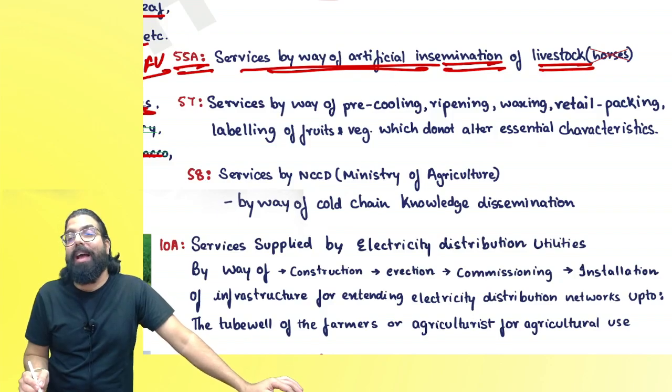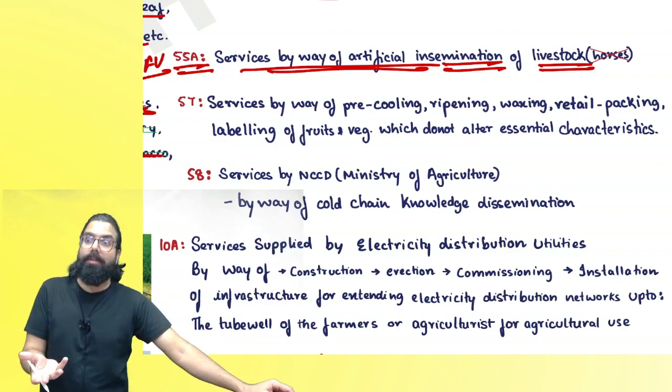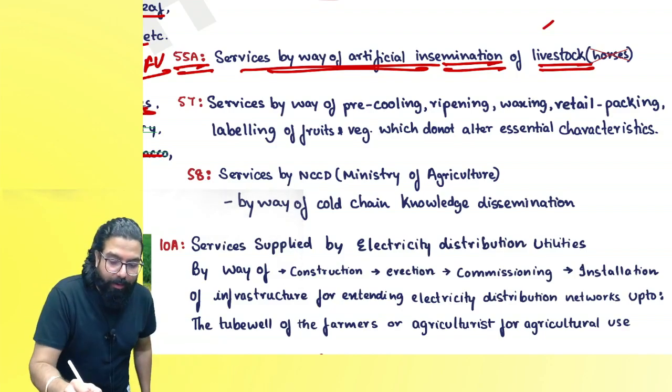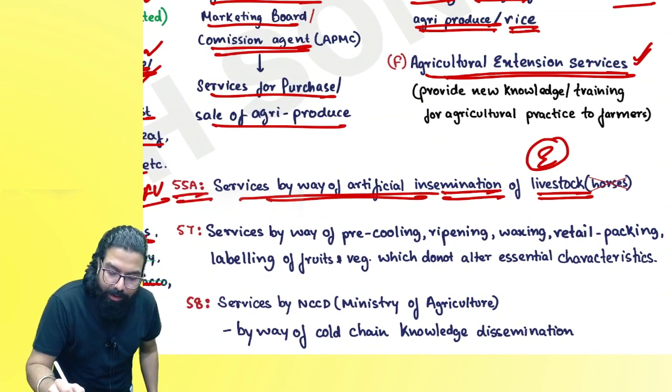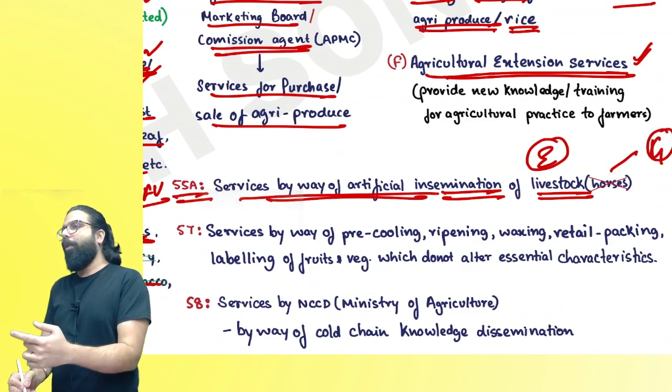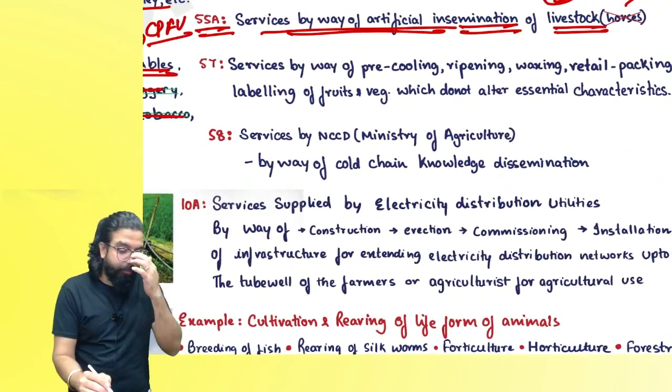Artificial insemination of livestock is always exempt. What? You guys are sleeping. It is exempted. Only for horses is GST payable. Please be very careful. Can I go ahead, everyone? The next one over here.